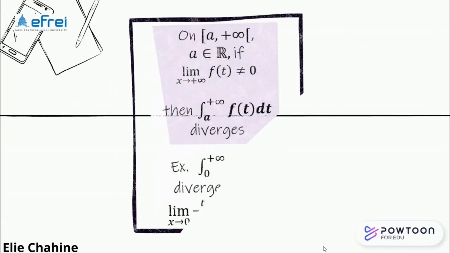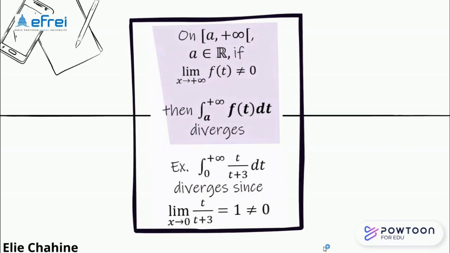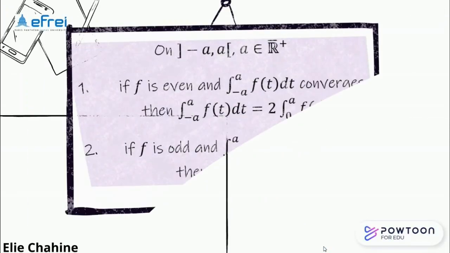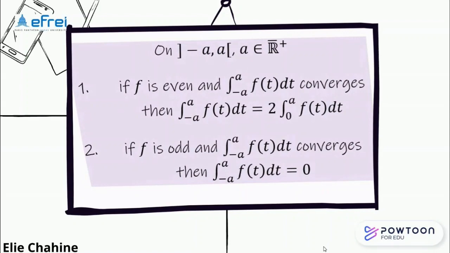If we have now an integral of function f defined on a plus infinity, then if the limit of f at plus infinity is not 0, then the integral on a plus infinity is divergent. Finally, the integral of an even function on minus a a, only when it's convergent, is equal to 2 times the integral on 0 a. And the integral of an odd function on minus a a, only when it's convergent, is equal to 0.